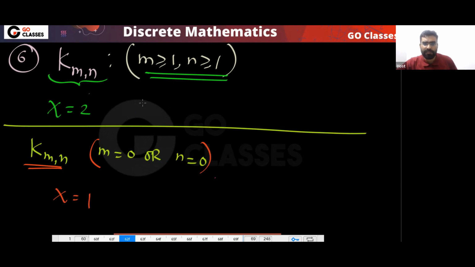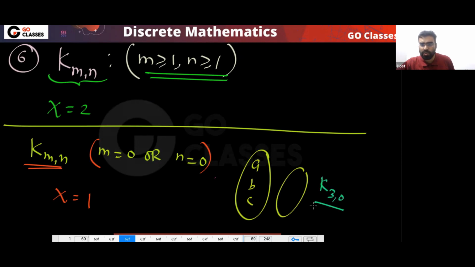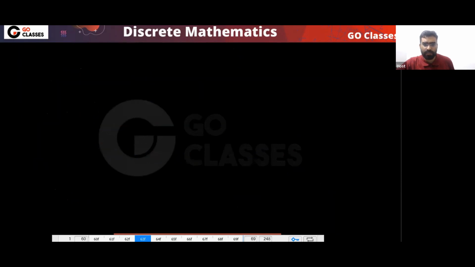Because this is a bipartite graph, you already know this is a bipartite graph, so that is the reason I can say this. For example, if your graph is like this, this is also a complete bipartite graph. This is K3,0. For this graph, the chromatic number will be 1, only one color you need. And if you have at least one edge, then the chromatic number will be 2.